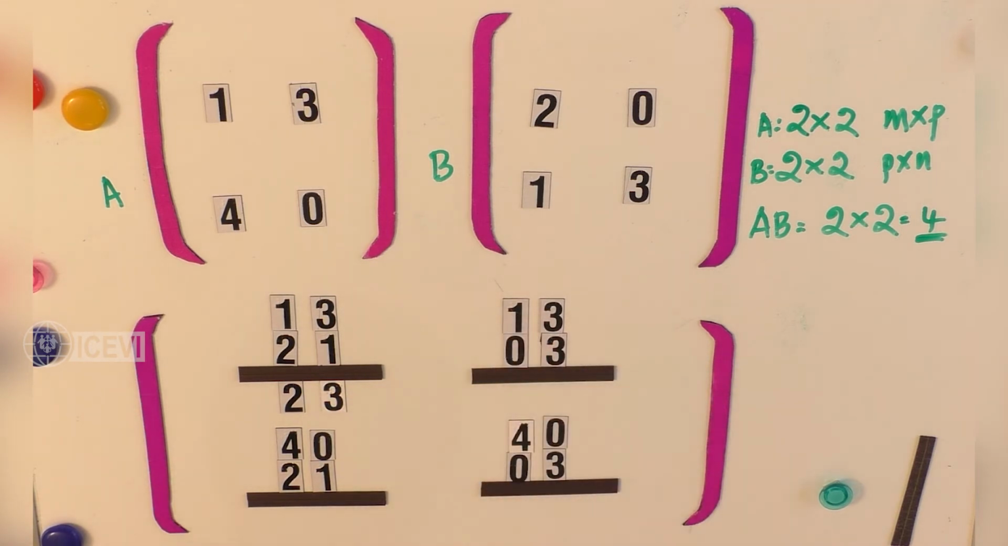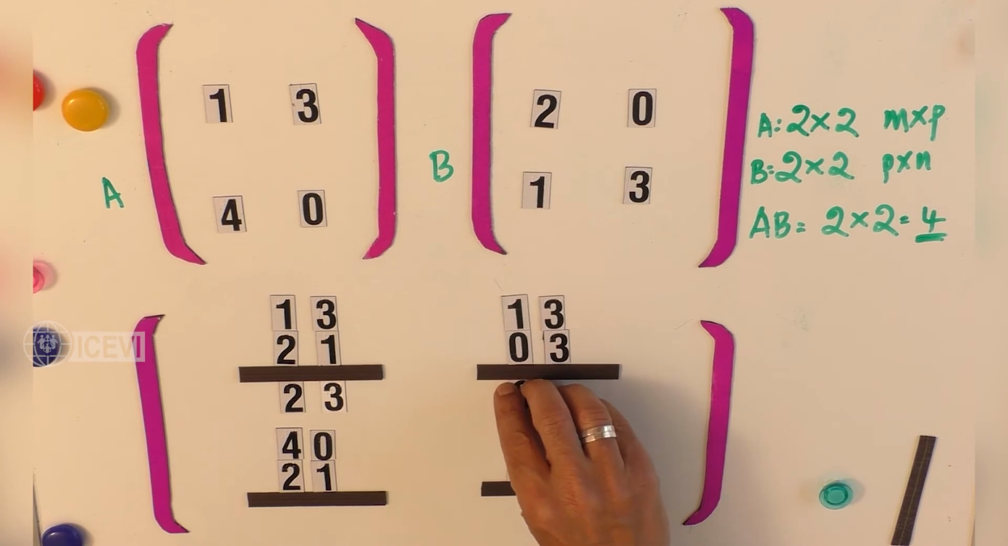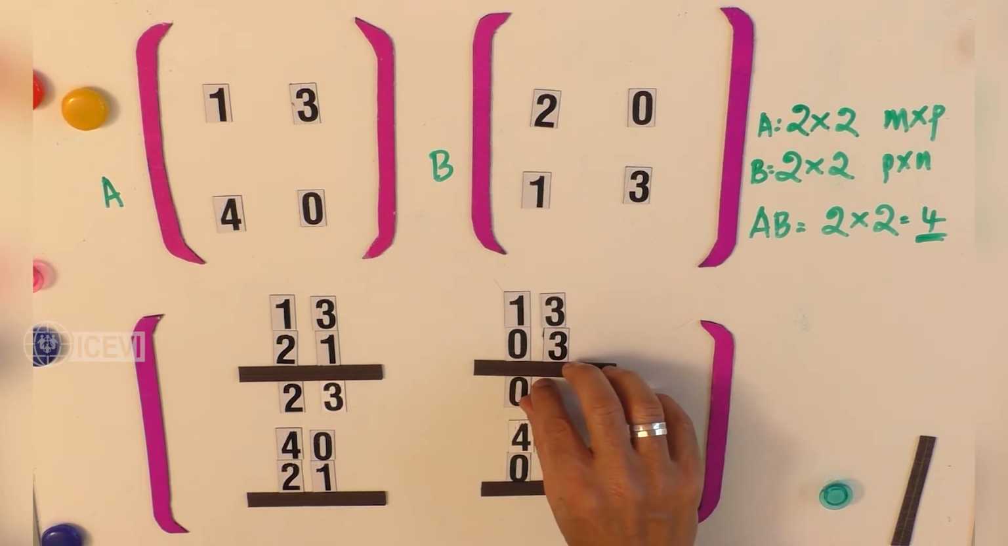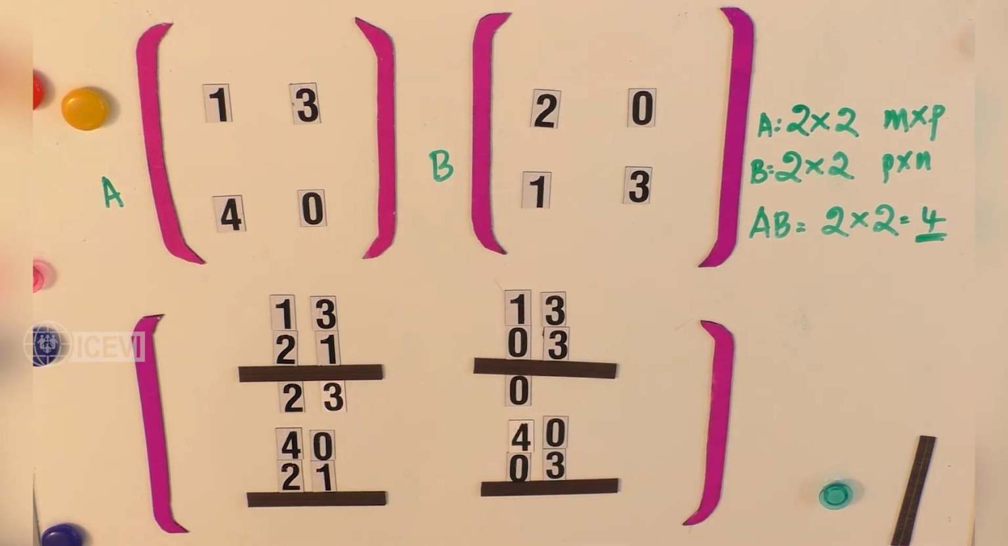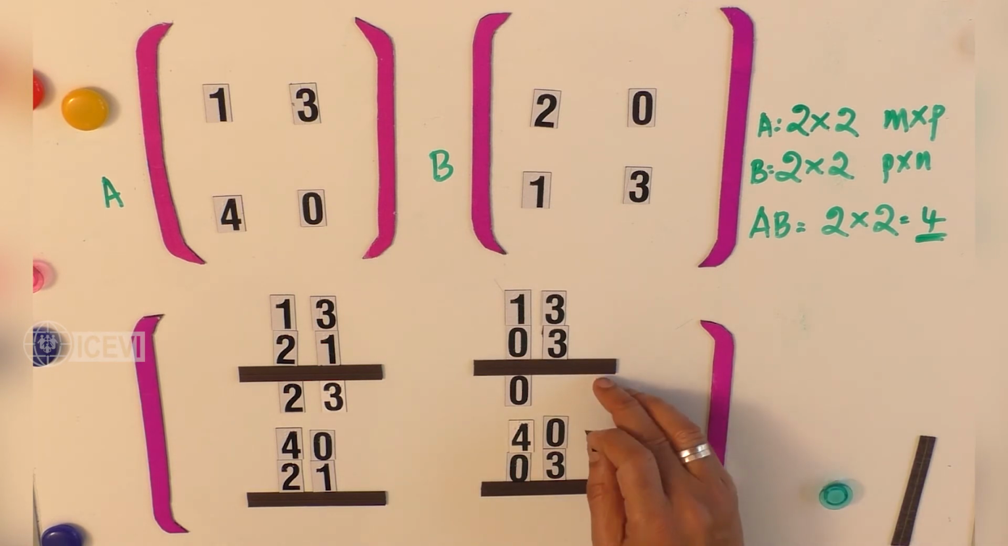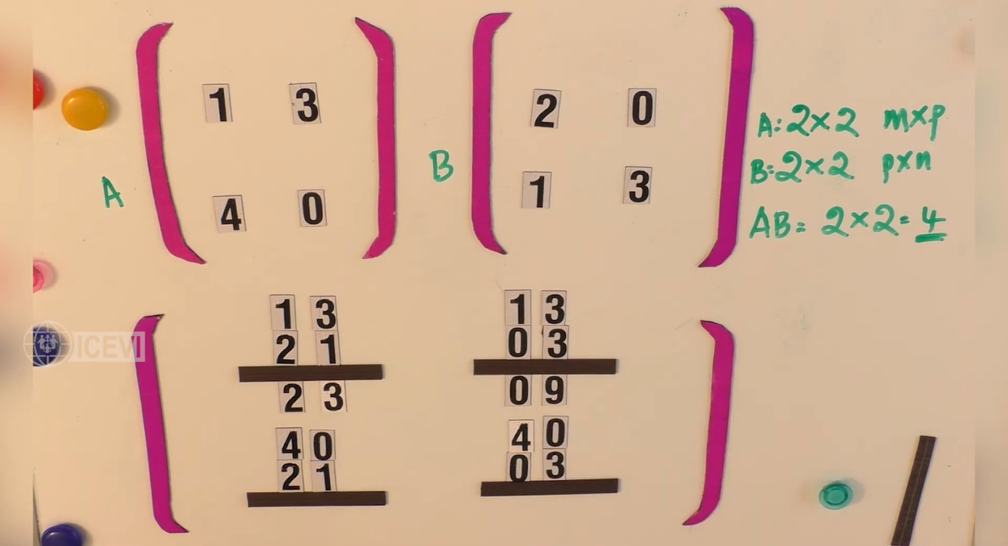1 and 0 should be multiplied. When we multiply 1 and 0, what we get is 0. And then 3 and 3 should be multiplied. That means we get 9. Now, let us go to the next row. So, 4 and 2 should be multiplied. We get 8. Then 0 and 1 should be multiplied. That means we get 0.